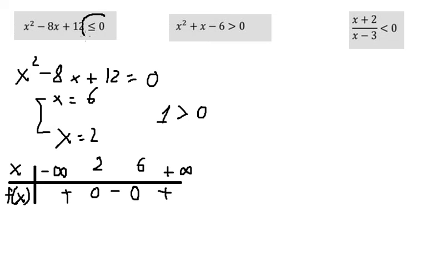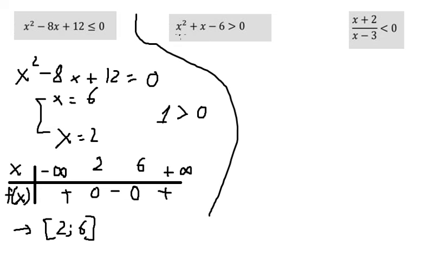The question wants us to find smaller than or equal to 0. So that should be this one in here. And we need to write the answer just like this, because this is the negative area for this one.